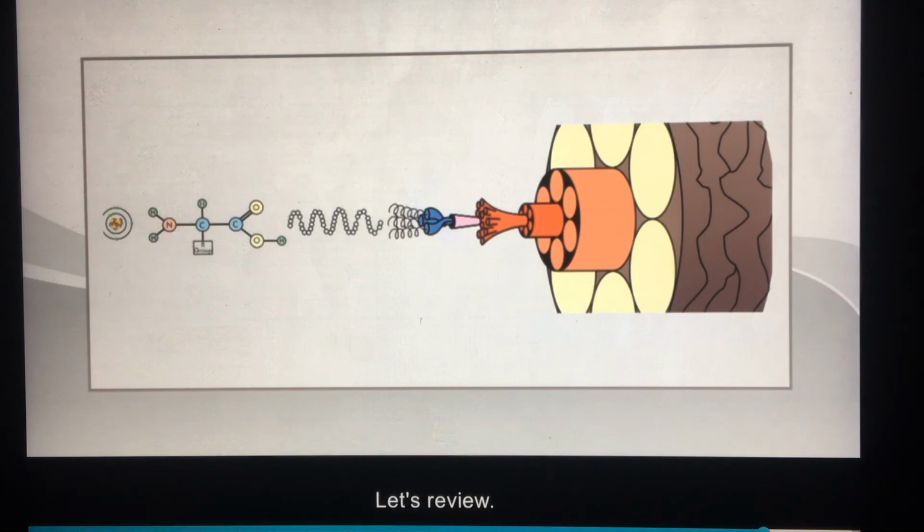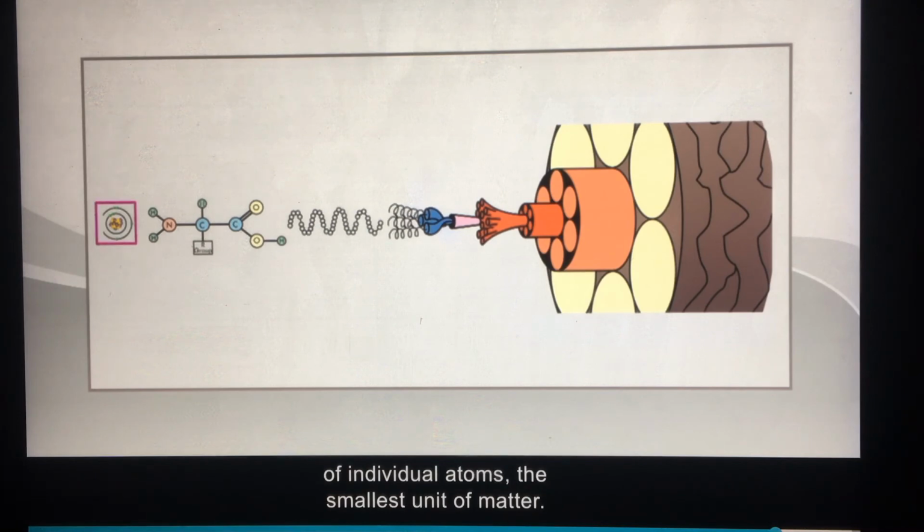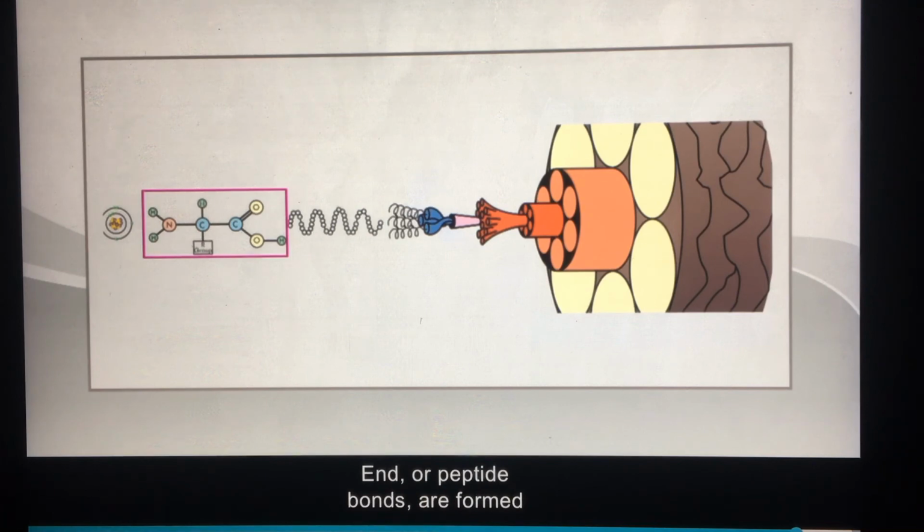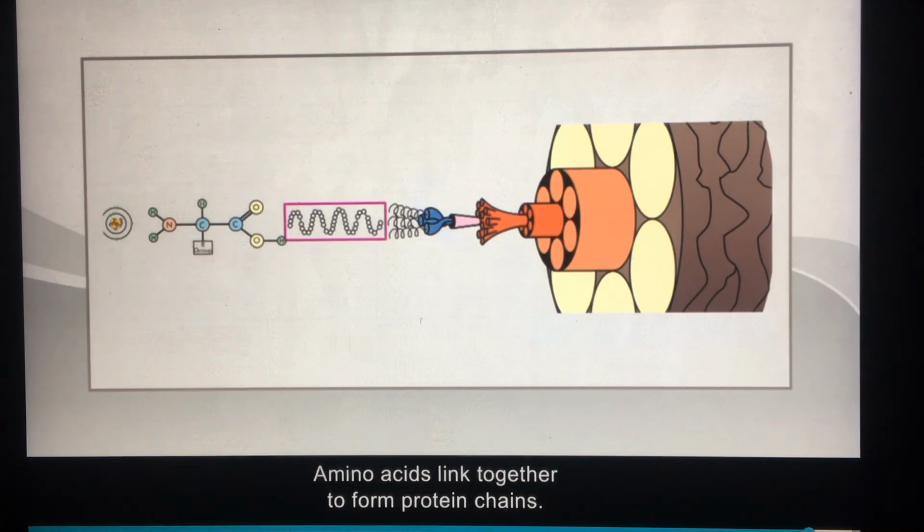Let's review. Hair, like all matter, is composed of individual atoms, the smallest unit of matter. These atoms unite by sharing electrons to become molecules of amino acids. There are 22 common amino acids. End or peptide bonds are formed when one end of an amino acid bonds to the opposite end of another amino acid. Amino acids link together to form protein chains. Hair is a form of protein called keratin.